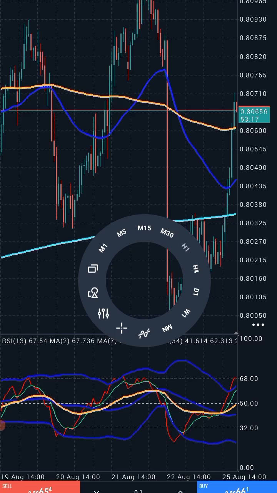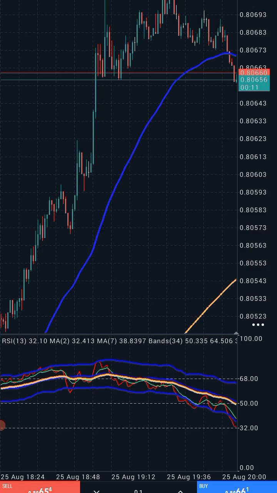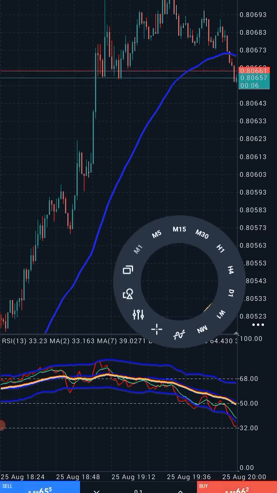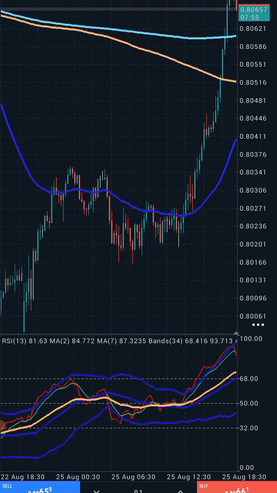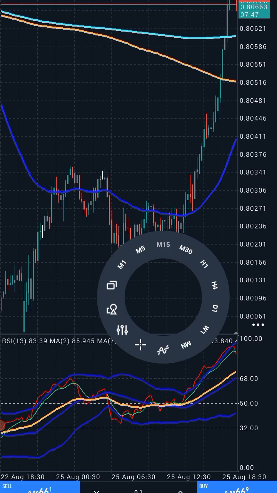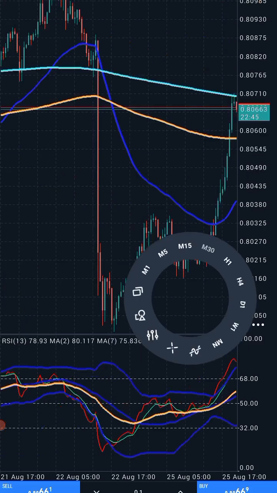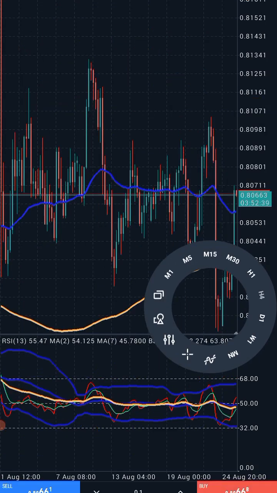Now, these are durations in which candlesticks are being formed. If you want to trade on 1 minute time frame, it means that for every 1 minute, a new candlestick is being formed. If you want to trade in 5 minutes time frame, this means that for every 5 minutes, a new candlestick is being formed. If you do it on 15 minutes, for every 15 minutes, new candlesticks are being formed. So also we have the 30 minutes, the 1 hour, the 4 hours, etc, etc.